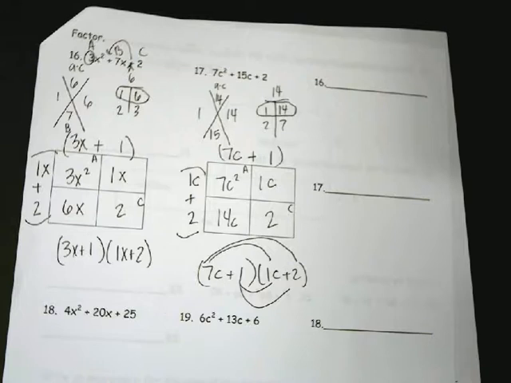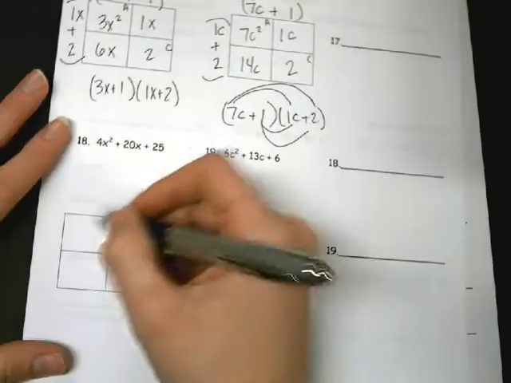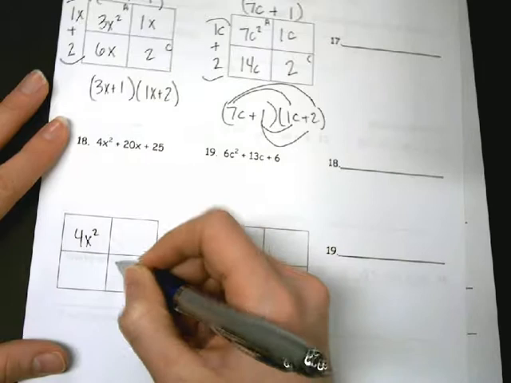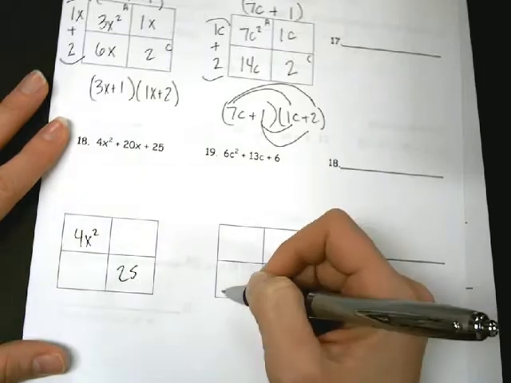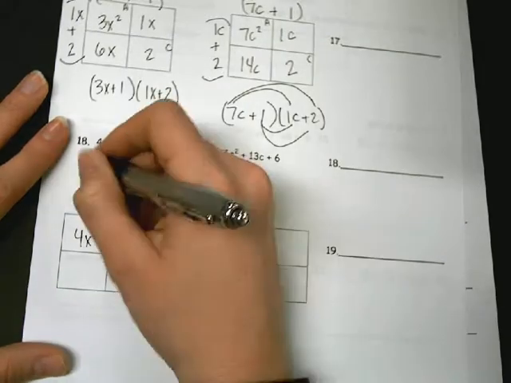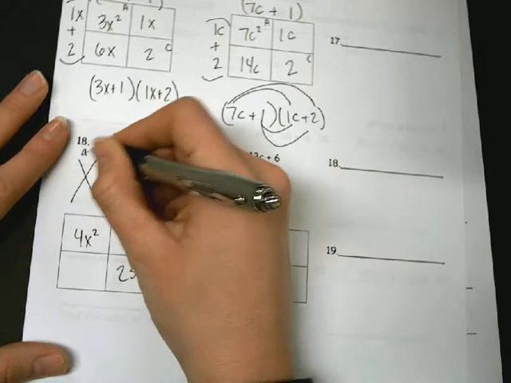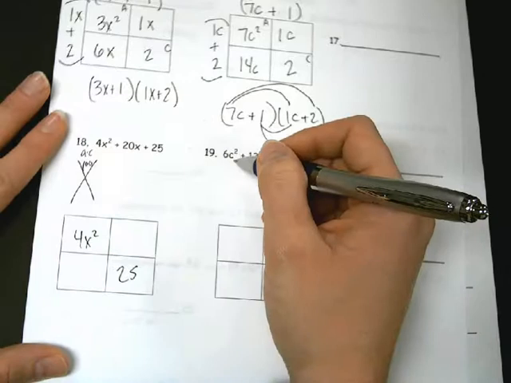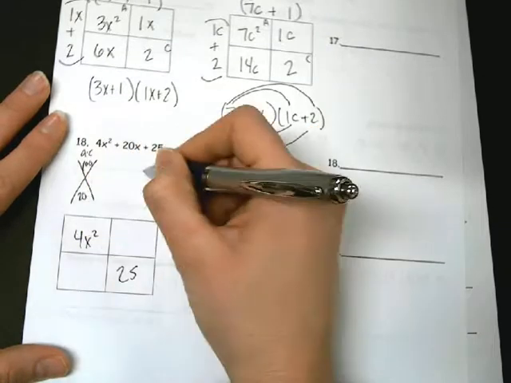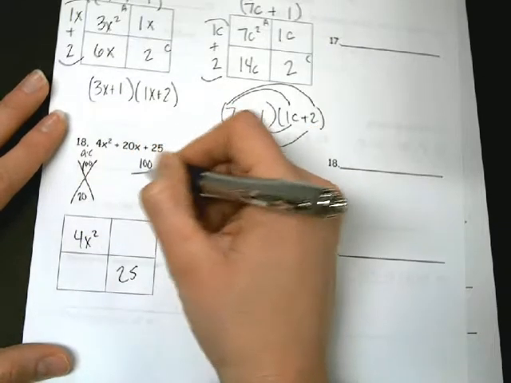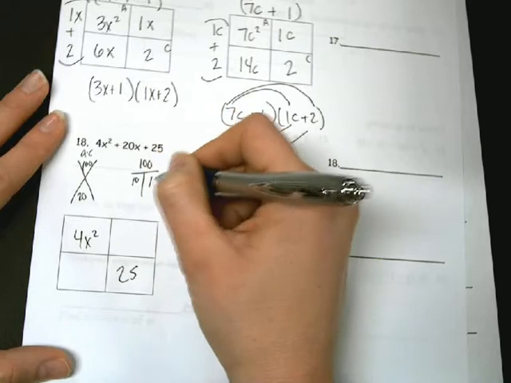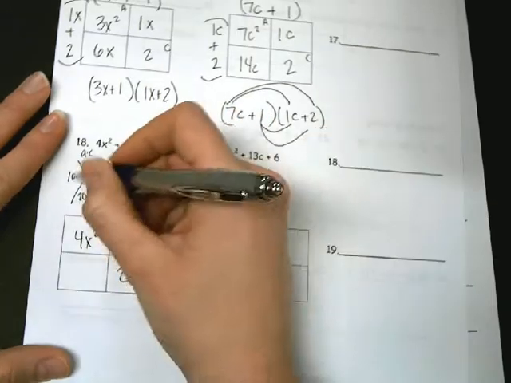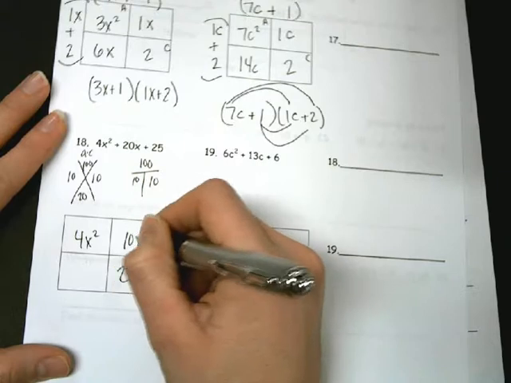Number 18. Move my paper up a little bit. A term goes here. C term goes down here. Then you think what multiplies to give you A times C, which is 100, and adds to give you 20. In this case, it's going to be 10 times 10. So 10 and 10. 10x gets to come here, and 10x gets to come here.